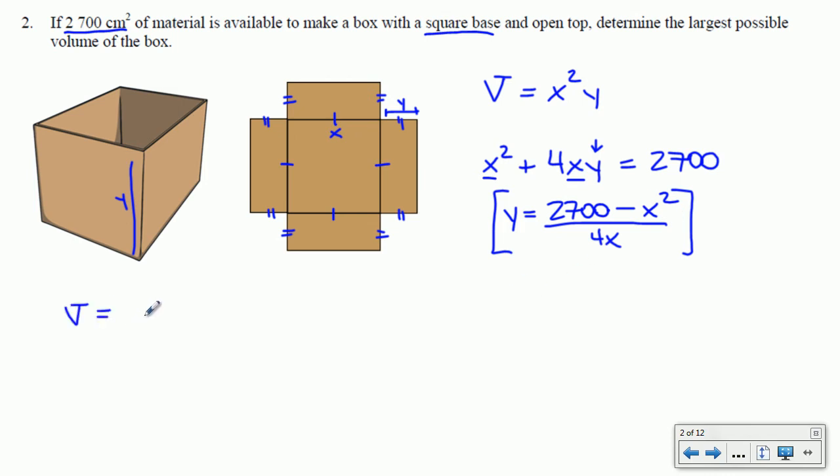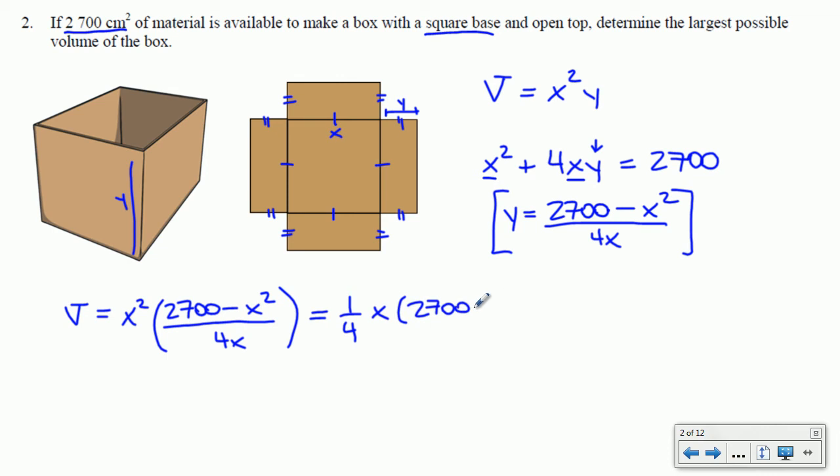So volume now is x squared times (2700 minus x squared) divided by 4x. So I'm going to get rid of the x in the denominator, leaving me with just 1/4 x. And then inside the brackets, what's left is 2700 minus x squared. And now I can take the derivative of this with respect to x.